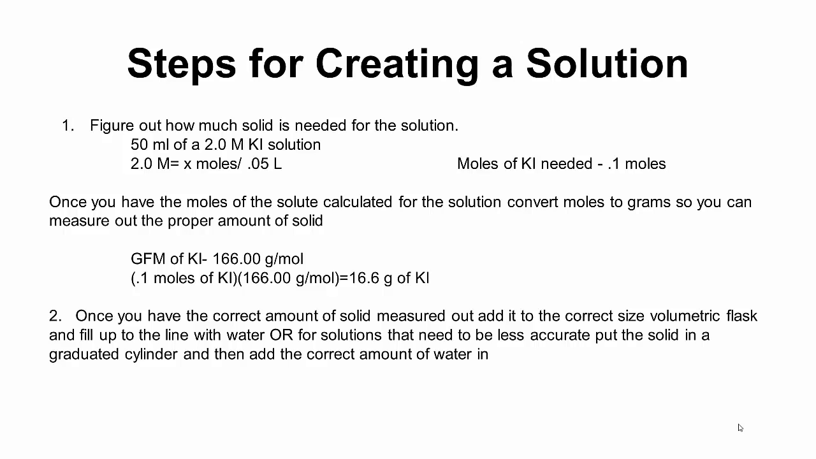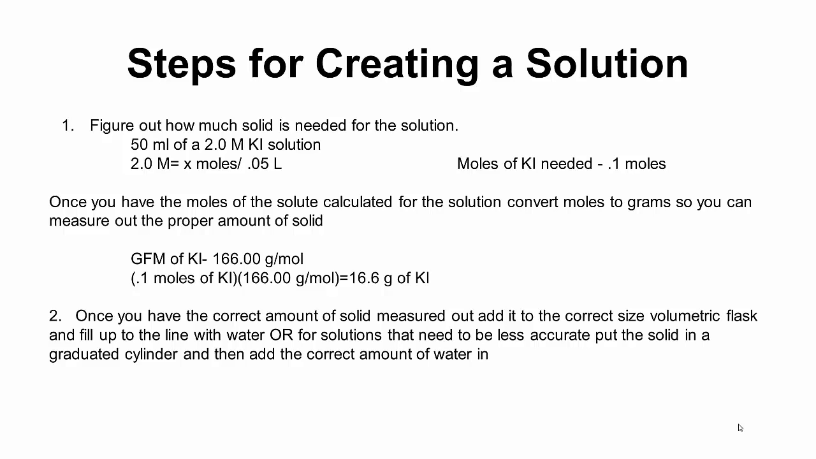The gram formula mass of potassium iodide is 166.00 grams per mole. So you multiply 0.1 moles of potassium iodide by 166.00 grams per mole to get 16.6 grams of potassium iodide.